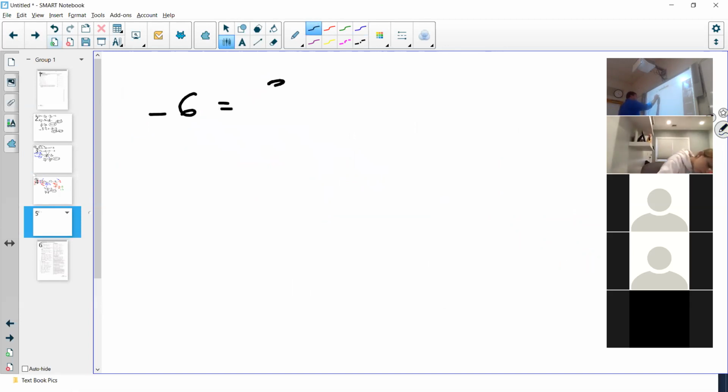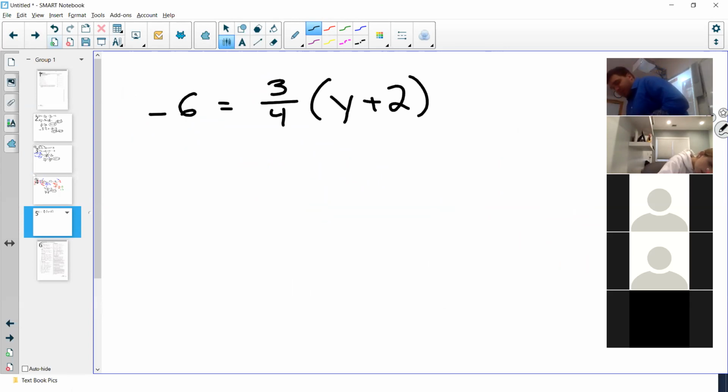-6 equals 3 over 4, parentheses, y plus 2. Okay? And I know some of you already chatted me the answer. Give me a second so I can actually get the answer myself. Okay, I got the answer. So you guys try that. Remember, you want to multiply by the reciprocal. So you want to multiply it by 4 over 3. Yael, Noah, good job.